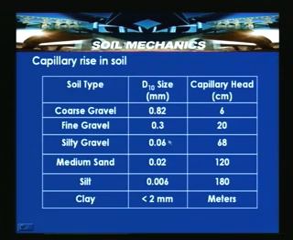Silty gravel at 0.06 mm can have a capillary head of around 68 centimeter. Medium sand can have 120 centimeter. Silt can have 180 centimeter, that is around 1.8 meters, and clay, which has a D10 of less than 2 microns, can have a capillary height that runs to around meters.